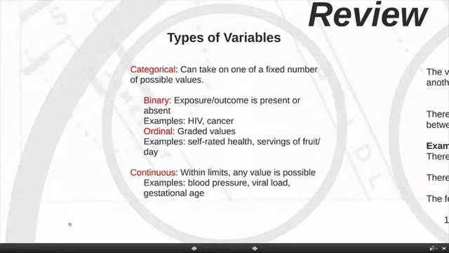And finally, a really common type of variable that we deal with in epidemiologic research is continuous. So within limits, any value between the minimum and maximum is possible. So you can imagine blood pressure, someone's viral load if they have HIV, a baby's gestational age. These are all continuous variables.